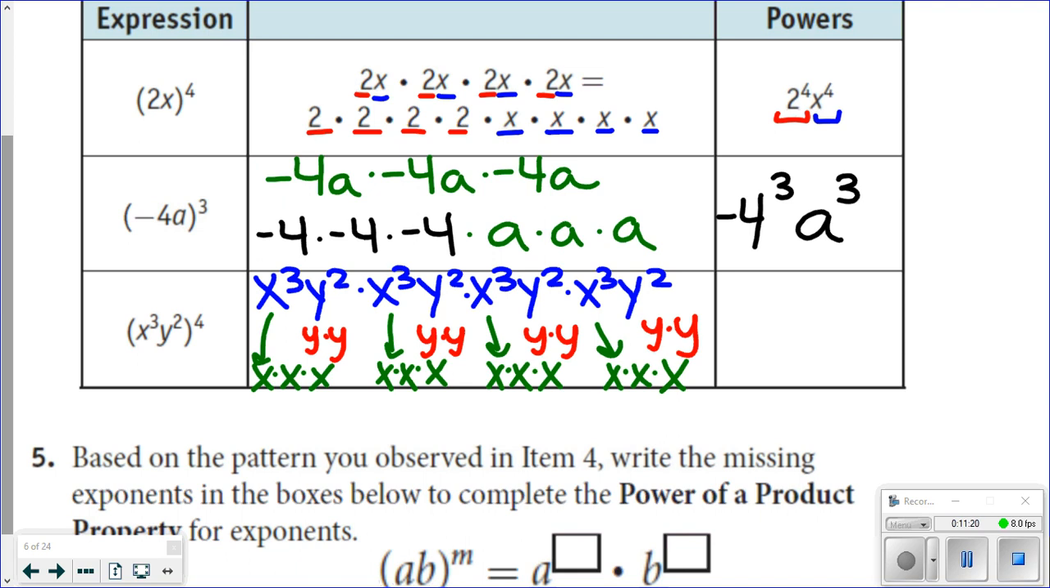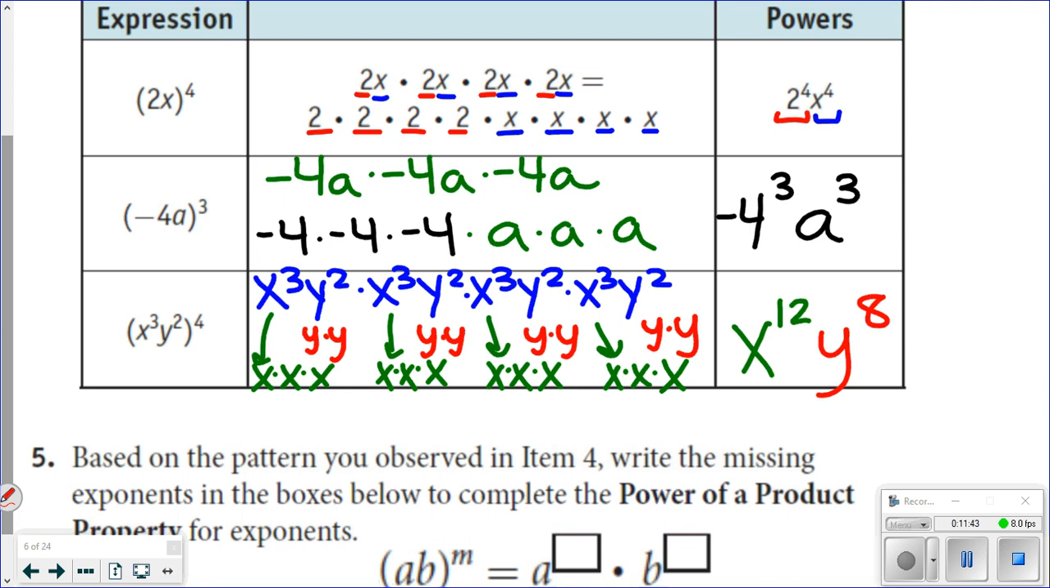And now let's count up my total x's. 4, 5, 6, 7, 8, 9, 10, 11, 12. So x to the 12th power. 8. y to the 8th power.